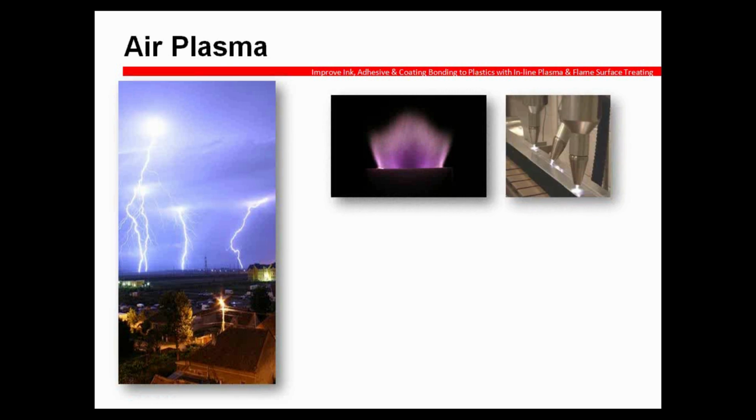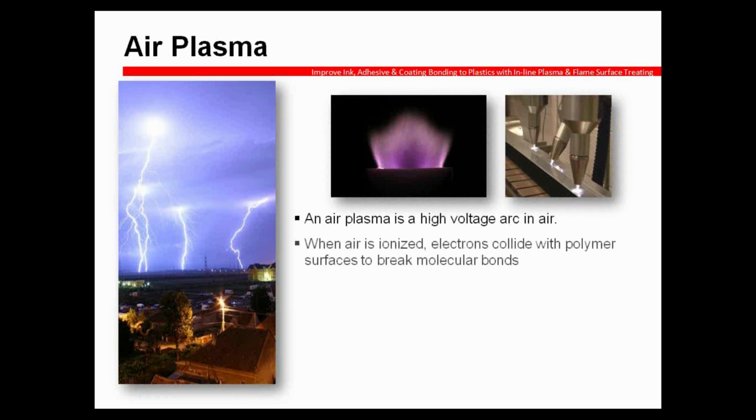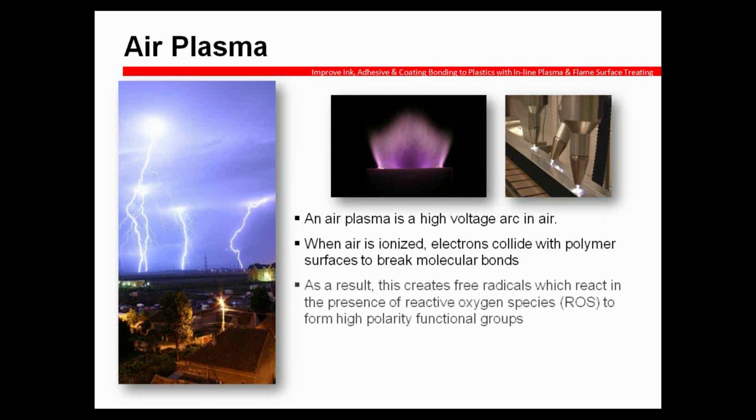There are 3 different kinds of atmospheric plasmas available. The first is an air plasma. An air plasma system is a high voltage arc using air, so there's no other gas involved. It's basically using compressed air, you're using a blower, and you're pushing those ionized airs to the surface of the substrate that you're treating. You're breaking molecular bonds, and you're doing a really good job of actually cleaning the surface as well.